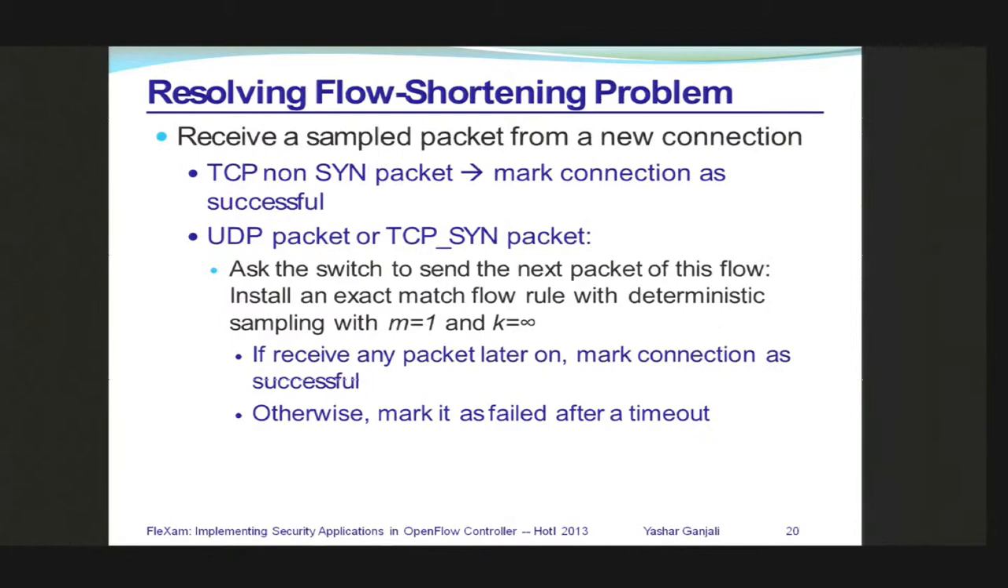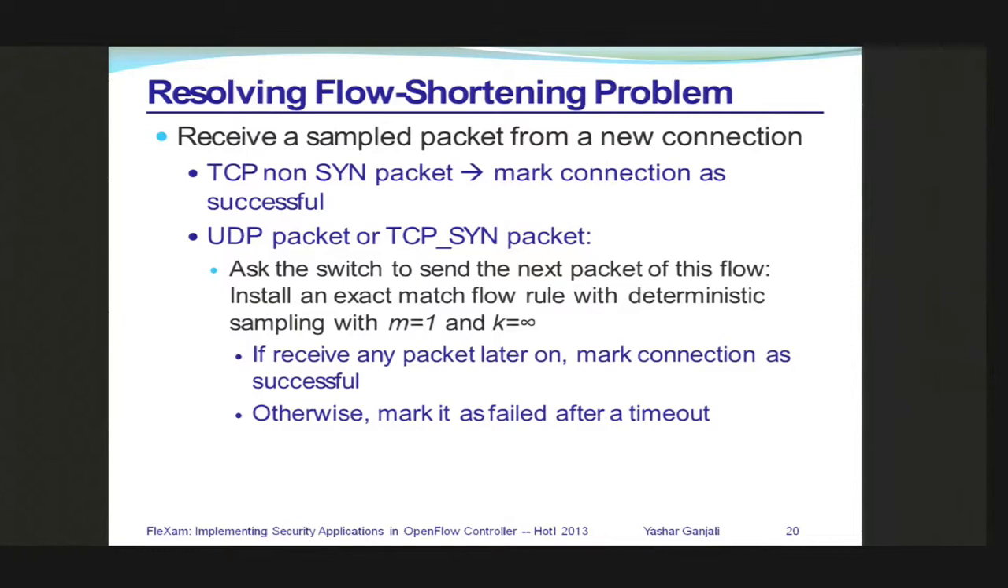So how do we address these two problems? For the flow shortening problem, if we see any TCP packet which is not a SYN packet, we are going to count that connection as a success. So if hosts A and B talk to each other, and there is one TCP packet I can see which is not TCP SYN, I'm going to count that as a successful connection.